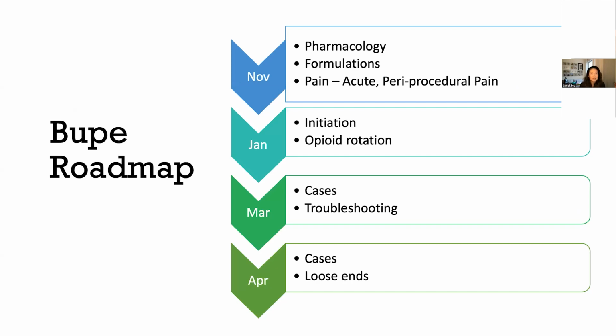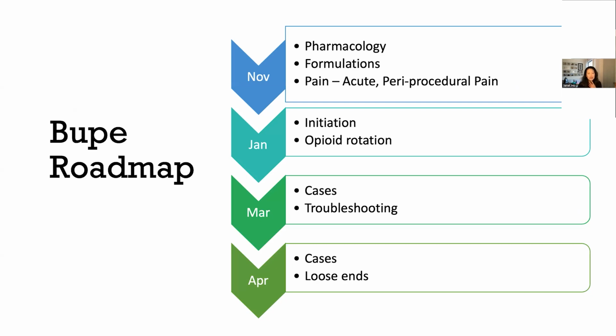As Grant pointed out, this is the rough roadmap. Today, we're going to focus on getting the basic building blocks down so that in future sessions, we can build on some of the cases and introduce some of the challenges that you'll probably see in clinic. Today, we're going to start with pharmacology and formulations, make sure we're on the same page, and then talk about how you might approach somebody who's on buprenorphine and manage things that come up like acute pain, peri-procedural pain, and changes in pain.